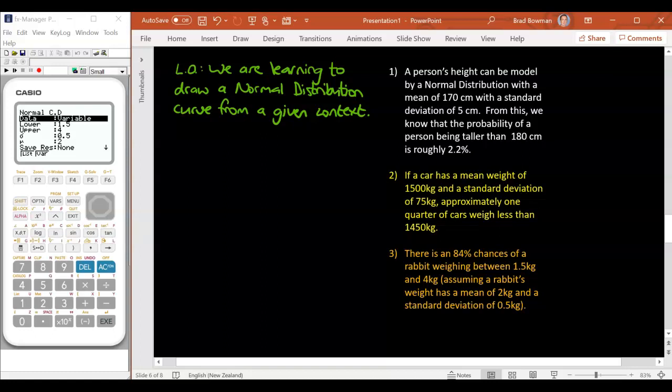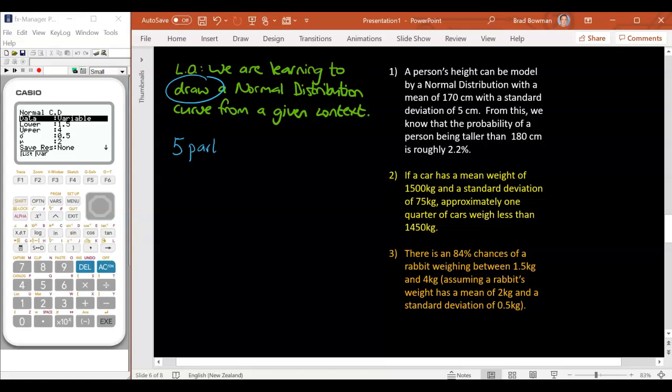Today's learning objective is in green. We're learning to draw a normal distribution curve from a given context. The key thing we're doing for this learning objective is learning to draw them based on the information we have or the information we're looking for. Each normal distribution curve has 5 bits of information, so we're going to write that down.